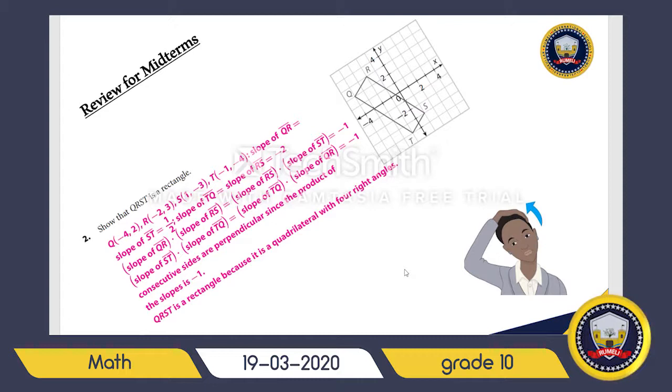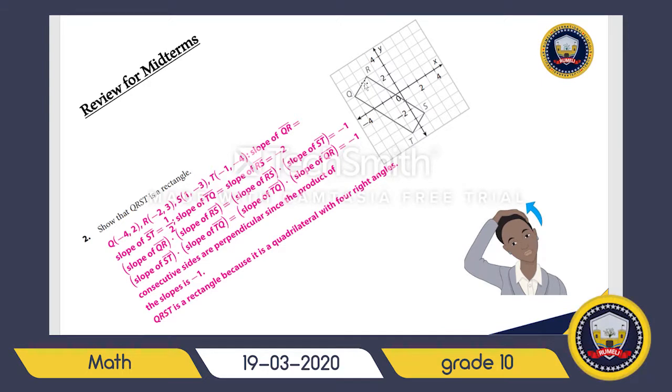Alright, show that QRST is a rectangle. What is the definition of the rectangle? It has 4 angles that are 90 degrees, right? How can I prove that? I need to prove that QR is perpendicular to RS, RS is perpendicular to ST, ST is perpendicular to TQ. Perpendicular means it makes a 90 degree angle.